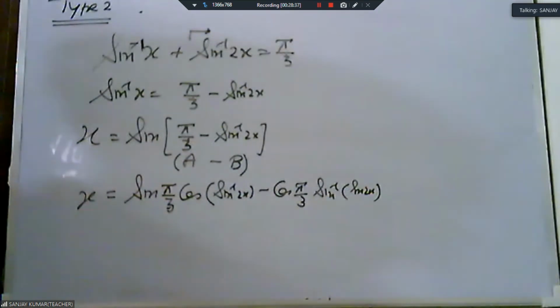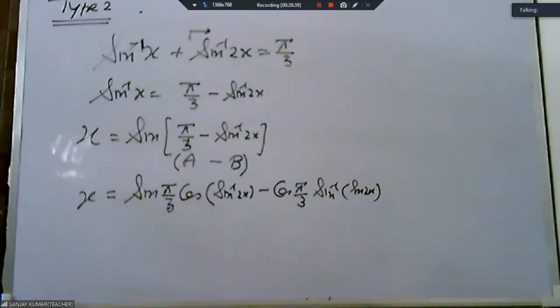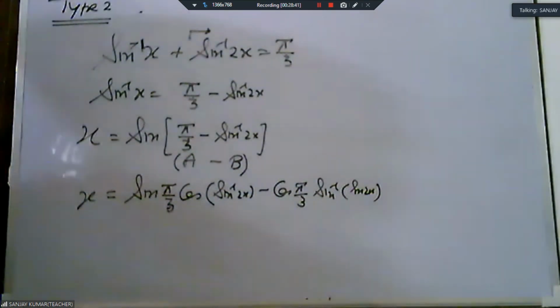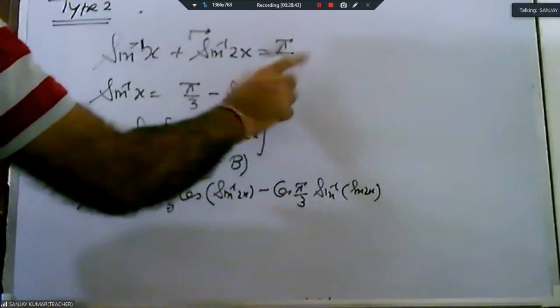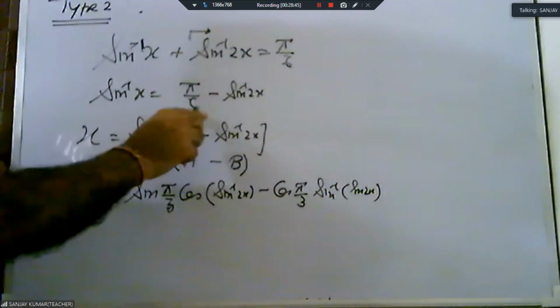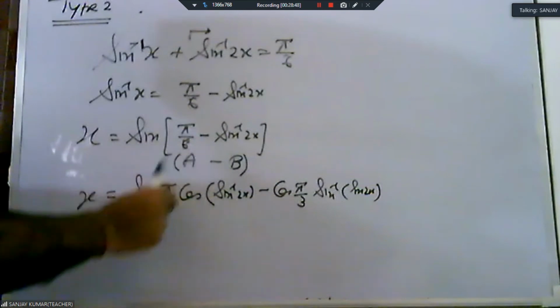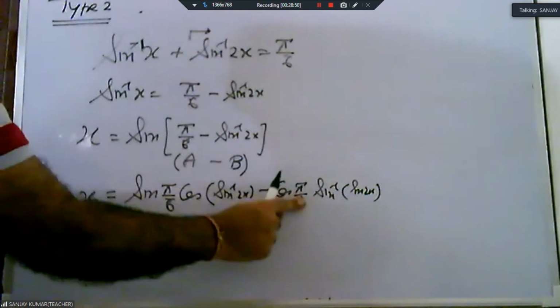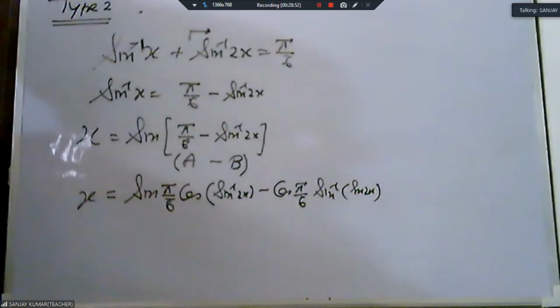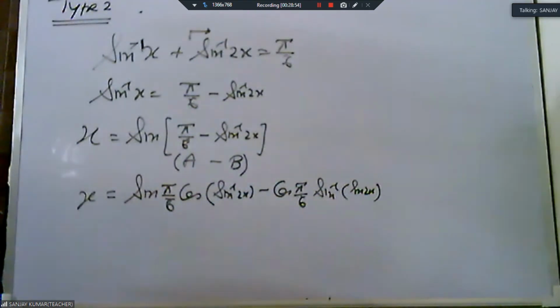Again see, देखो ऐसा नहीं कि pi by 6 से solve नहीं होगा. Pi by 6 also can solve. If you want pi by 6, तो pi by 6 से भी solve हो जाएगा. That's no problem. The angle maybe pi by 6, maybe pi by 3. मैं दोनों से solve करके दिखाता हूँ. So first we solve with pi by 6, then we solve with pi by 3.